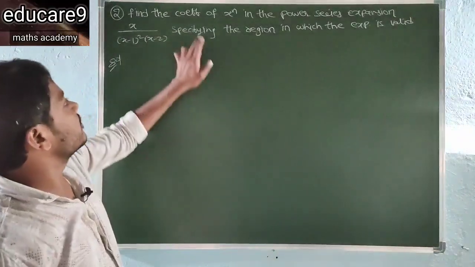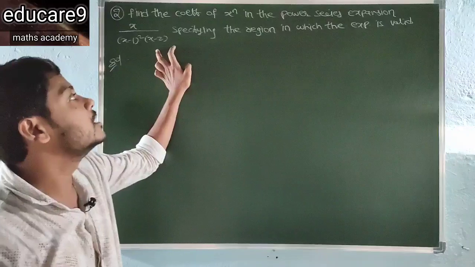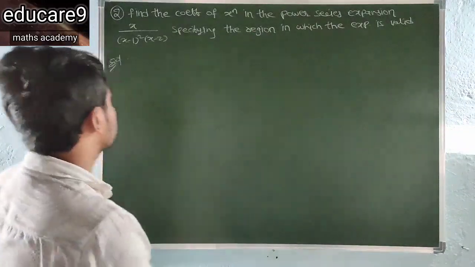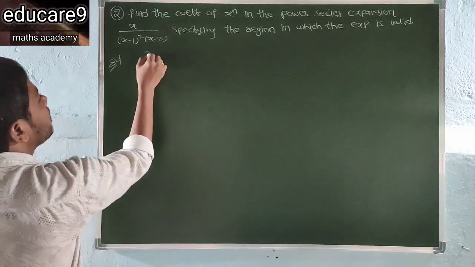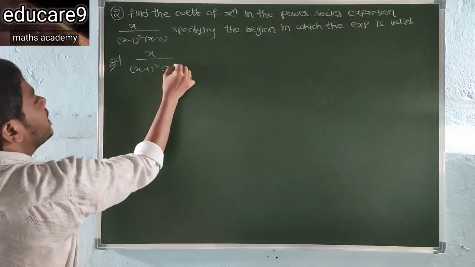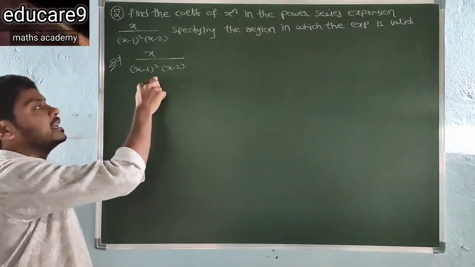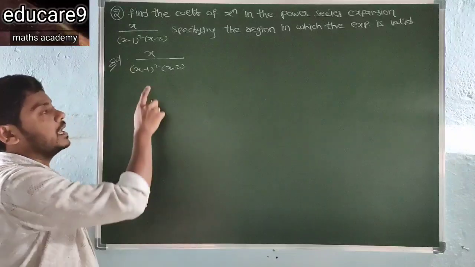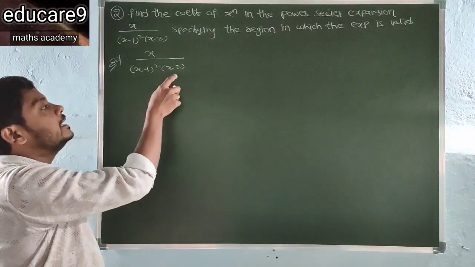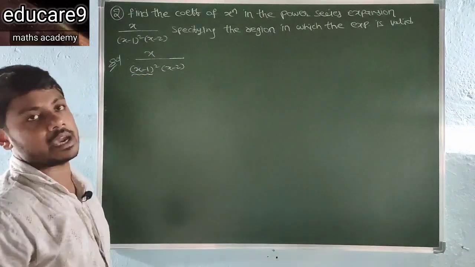So here second one, find the coefficient of x power n in the power series expansion of the given function. Also specify the region in which the expansion is valid. So here the given expansion is x by (x - 1) whole square into (x - 2). Now see here degree of f(x) is less than degree of g(x). So clearly this is a proper fraction and the denominator is a repeated polynomial. So this is type 2.